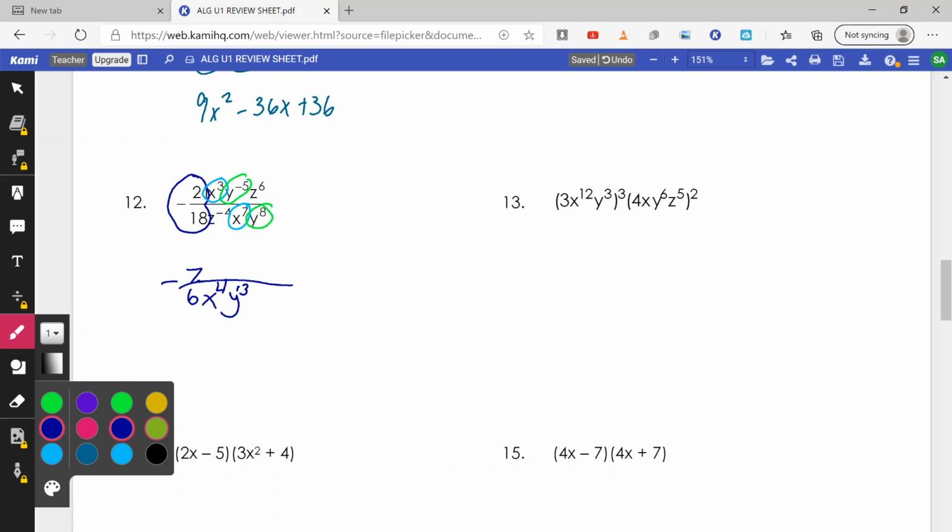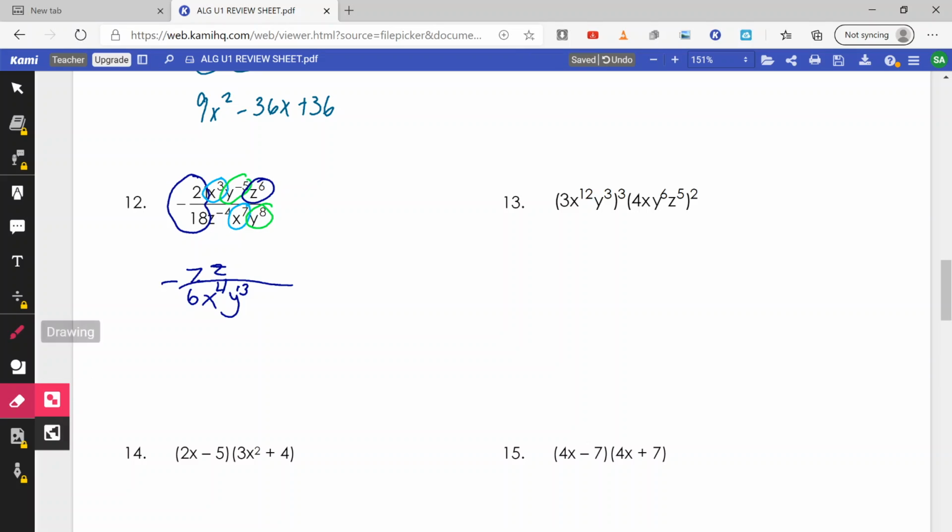And then last but not least, I'll look at my z's. I have z to the 6th over z to the negative 4th. Again, where's the larger exponent? Larger exponent is on top. So z goes on top. 6 minus negative 4 ends up being 10. So I have negative 7z to the 10th over 6x to the 4th, y to the 13th.